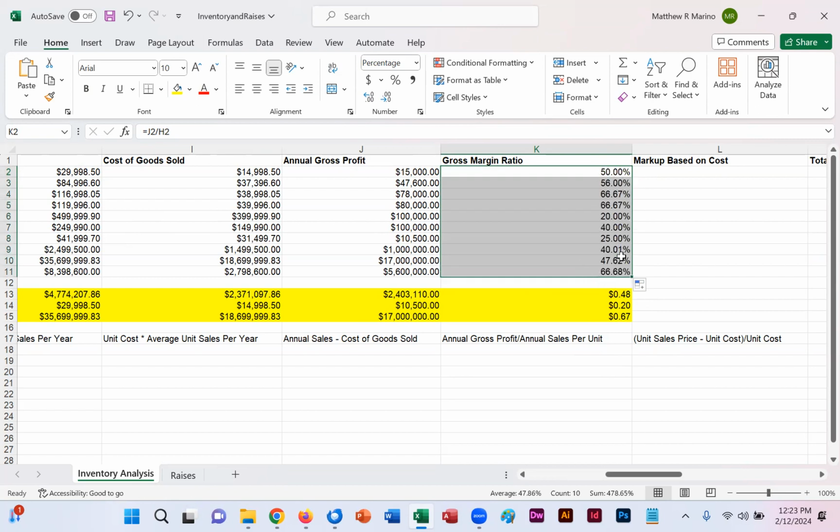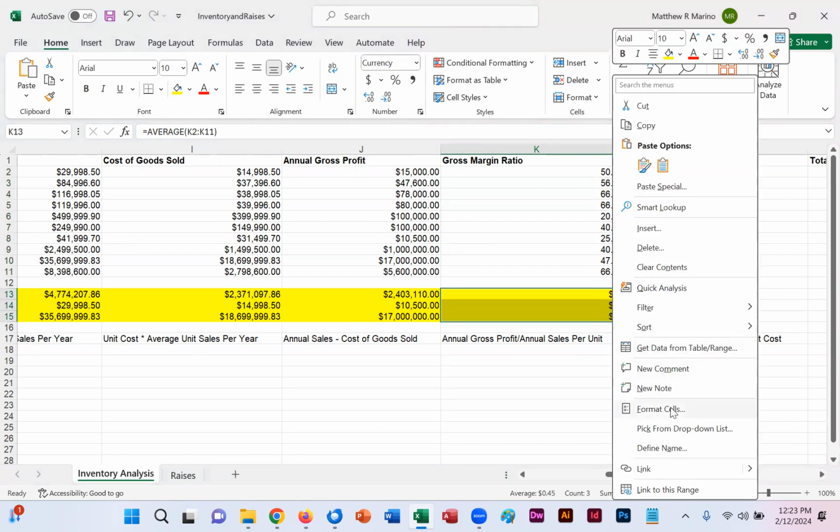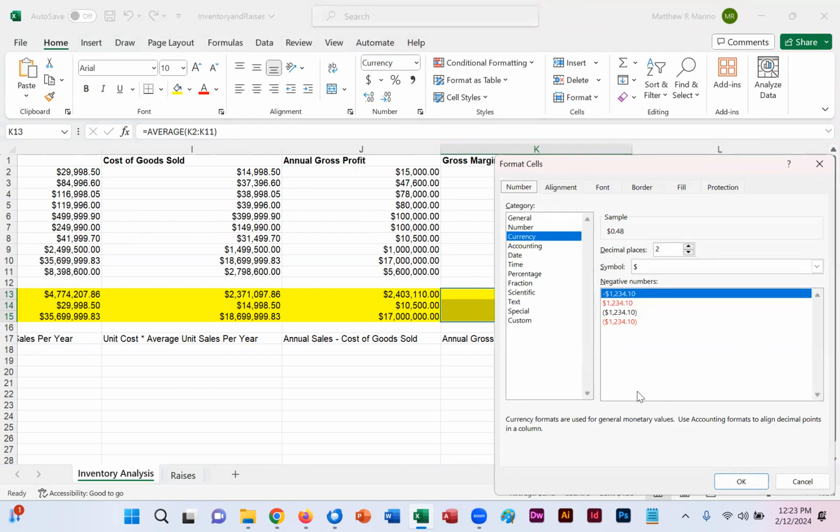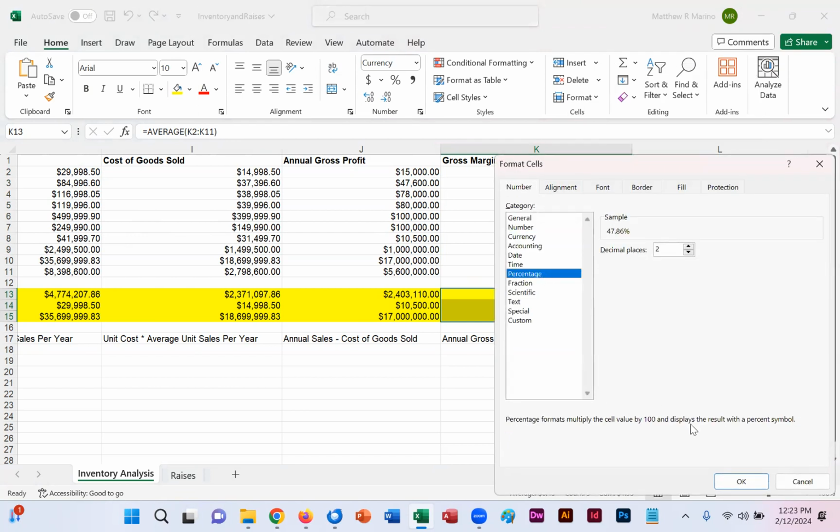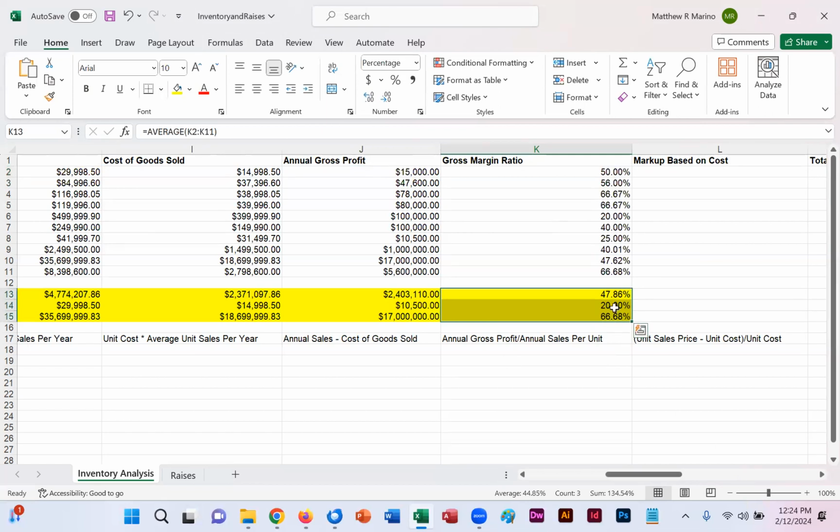Okay, those are all percentages. However, our average, min, and max are not. So we select all three of them. We select format cells, and we change them from currency to percentage to get the right answers.